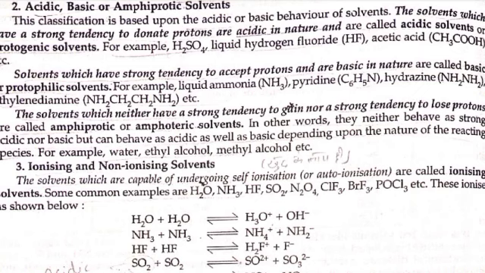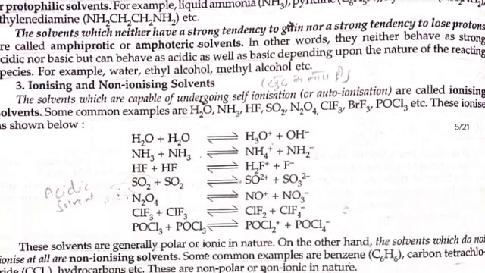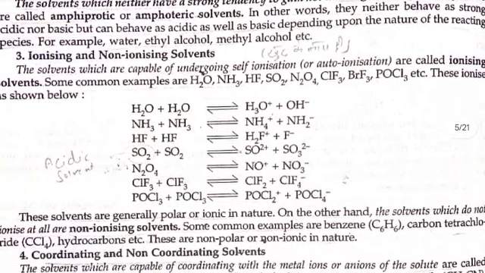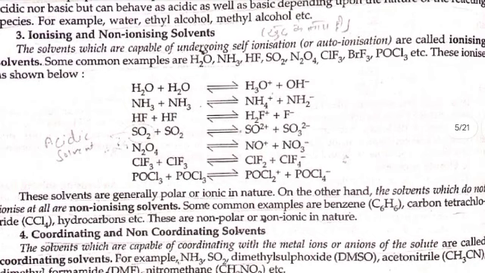Those solvents which neither have a strong tendency to gain nor a strong tendency to lose protons are called amphiprotic or amphoteric solvents. In other words, they neither behave as strongly acidic nor basic but can behave as acidic as well as basic depending upon the nature of the reacting species. For example, water, ethyl alcohol, methyl alcohol, etc.